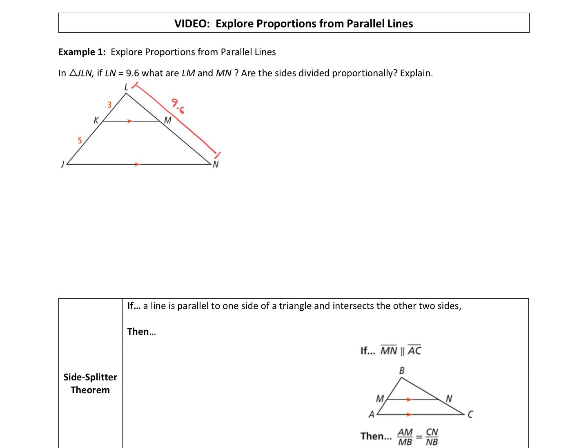So here's what we're going to try to figure out: how triangle JLN, the whole big triangle, and triangle KLM, the small one on the inside, are related. If we take a look at both triangles, we can see that they both share angle L. Angle L is part of JLN, and angle L is also part of KLM. So both triangles share angle L.